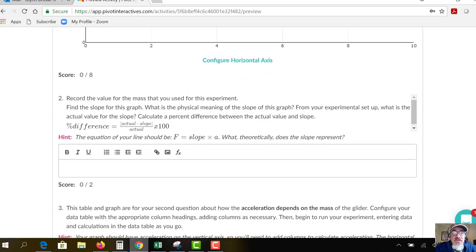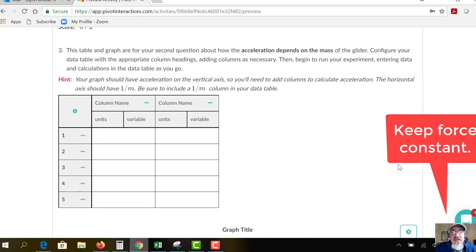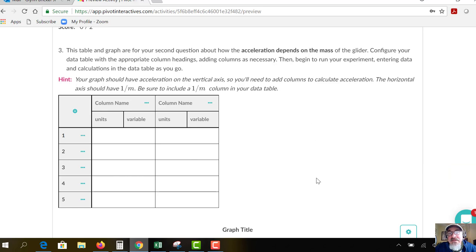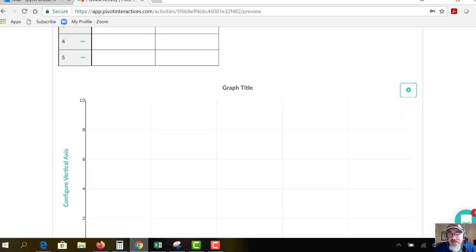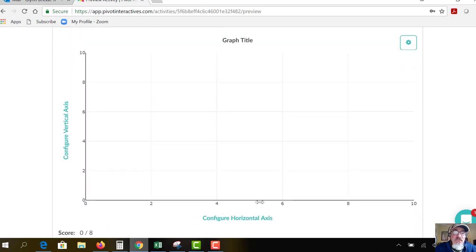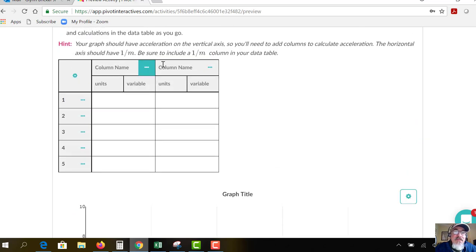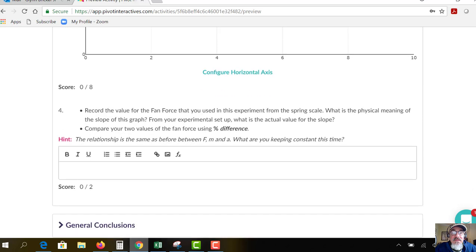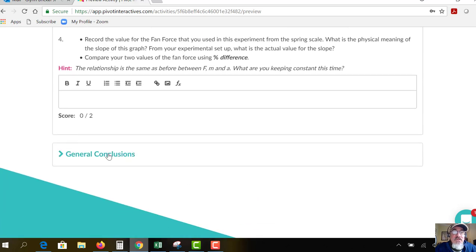Now you do a similar thing down here. It's just you keep the force the same, and then you'll have different masses. And again, you'll have to have a delta x and a t column and an acceleration column. And then here, you're plotting acceleration versus 1 over the mass. So actually, if you have a mass column, you should have a 1 over mass column. So you'll have mass, 1 over mass, delta x, t, and then acceleration. Okay? Excellent. And then some general conclusions down here.